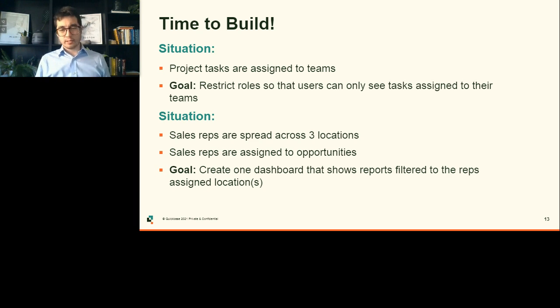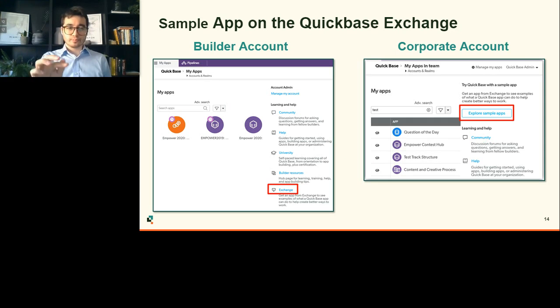And then a bit smaller, with 3 locations, similar to the example we just went through with sales reps and a CRM. There are 3 locations here. Sales reps are assigned opportunities. We want to create our dashboard with different roles and different reports on our dashboard, filtered to that sales rep's location. So those are the 2 scenarios we'll go through.